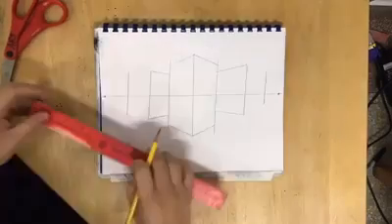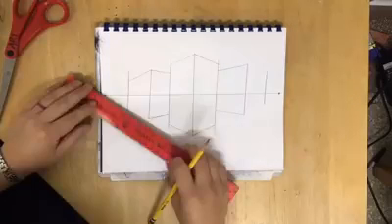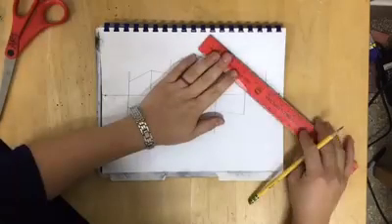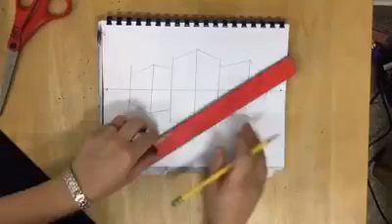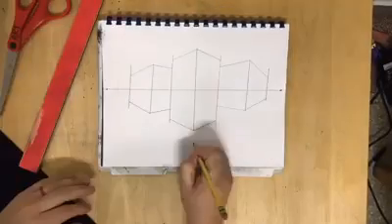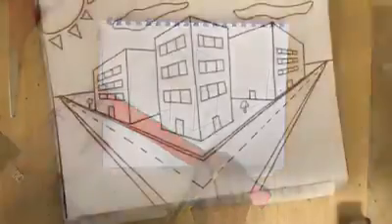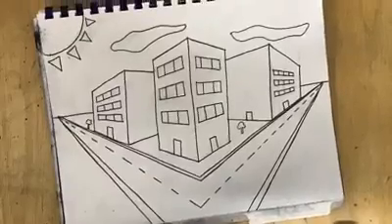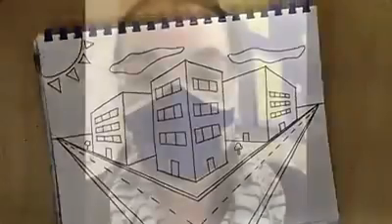Then I'm going to draw the sides of the outside buildings. Again, using those vanishing points, going from the transverse line or the center line of the building, I'm going to create the three-dimensional image. How in the world are we going to get from that to this? Just keep watching.